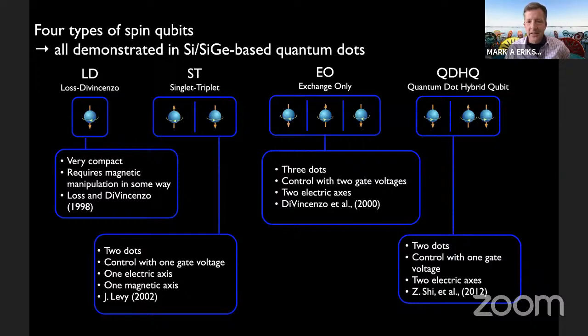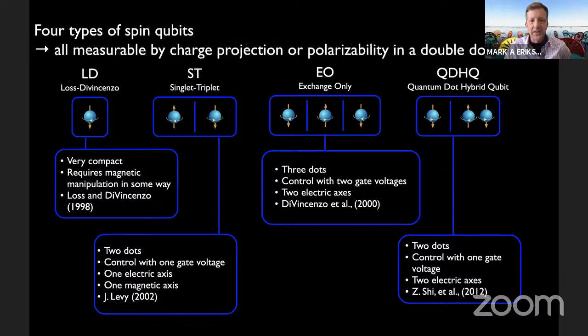And as you can see on this slide, there are actually 4 different types of qubits that live in quantum dots. This is similar in many ways to other qubit technologies, superconducting qubits. Essentially, every qubit type has a variety of specific implementations, and semiconductor quantum dots are no different. What I want to emphasize about these, and you won't really need to know too much about any individual implementation, is that all of these qubits are measurable by charge projection or polarizability in a double quantum dot.